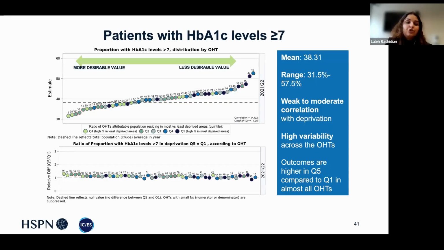Now we're going to look at our 2 outcome indicators. This is patients with HbA1c levels greater than or equal to 7, meaning that these patients are not in good control of their diabetes. One thing to note is that with these outcome indicators, this slide and the next slide, the findings have been risk adjusted based on age and sex. This allows us to better compare our OHTs.